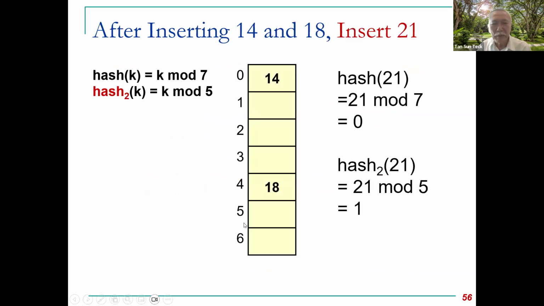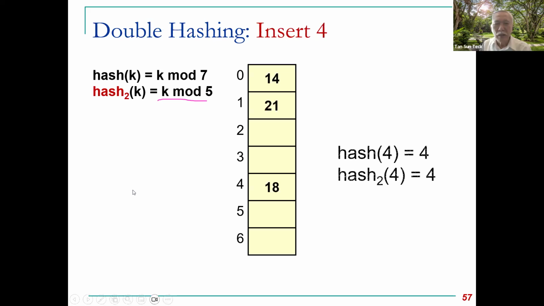Let's take an example again. Let's say we have already put in 14 and 18. Now we want to hash 21. 21 mod 7 is equal to 0, so it is occupied. Instead of jumping 1 as in linear and quadratic probing, you put 21 into the secondary hash function. 21 mod 5 is equal to 1. So this indicates that we are supposed to put the value 21 in the next slot from the home address. We put it there.